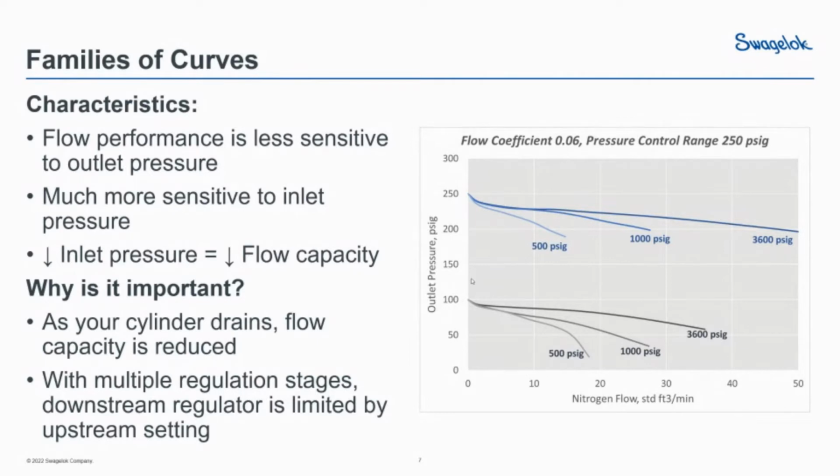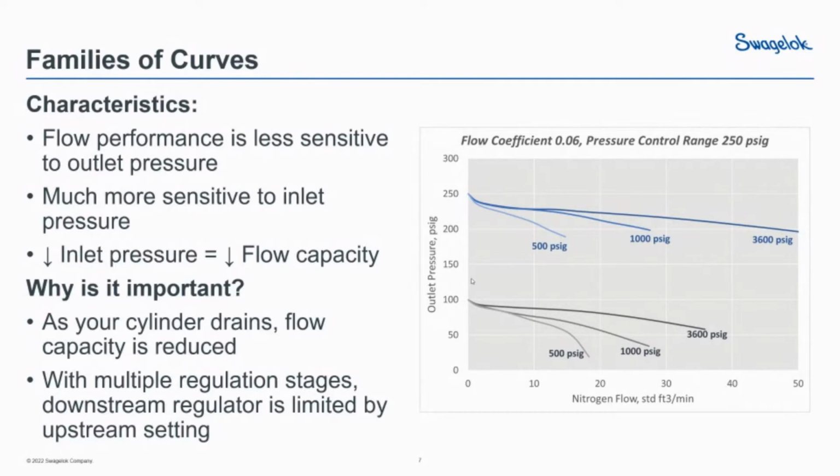The curves at the top represent that regulator when it's been set to a 250 psi static outlet pressure, and the curves at the bottom in gray are what you would expect if you set the same regulator to 100 psi. You'll note that with each set of curves, there's a number associated with it on the graph: 3600, 1000, and 500 psi. Those numbers are the inlet pressures on that regulator.